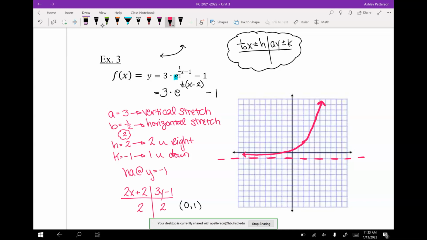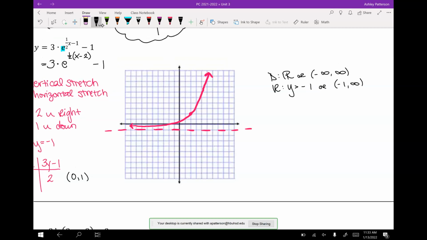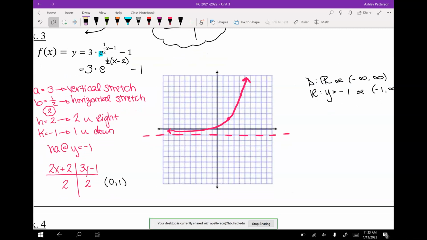Is it weird only plugging in one point? Yeah, for sure. What's the domain? Excellent. All real numbers, negative infinity to positive infinity. And then what's the range? Nice. Yes. -1 to infinity. Not beyond. Never gets old. Okay. Any questions on example number 3?